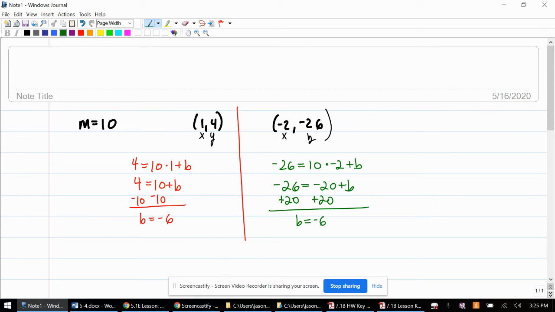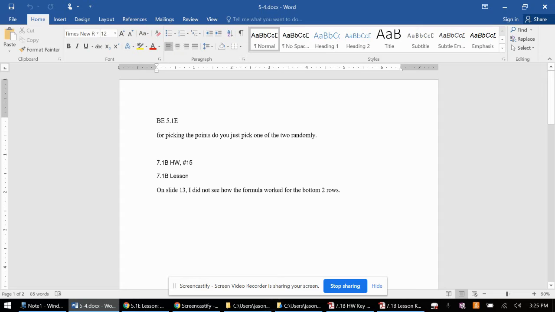So it honestly will never matter if you got your slope correct and you correctly go through the process of plugging your point and your slope in to get b. It doesn't matter which set of points you use.